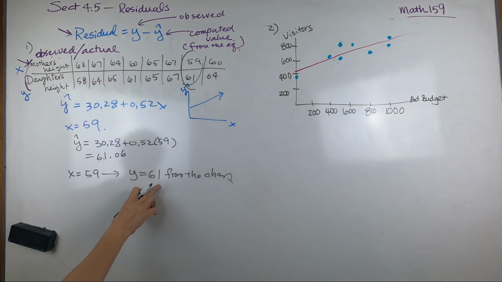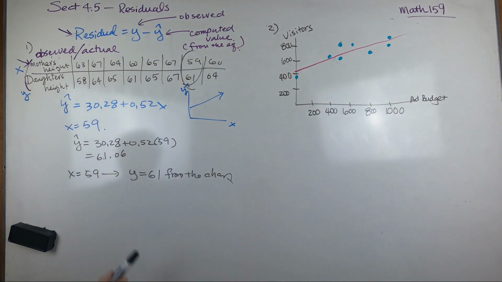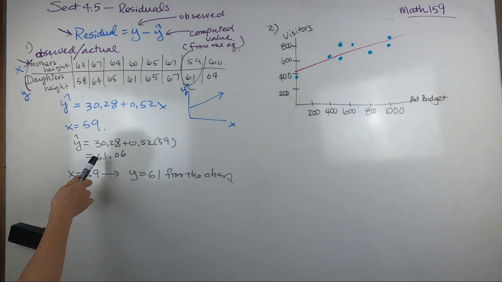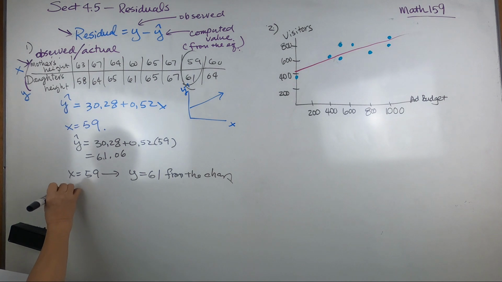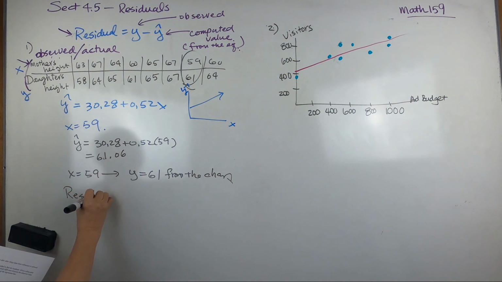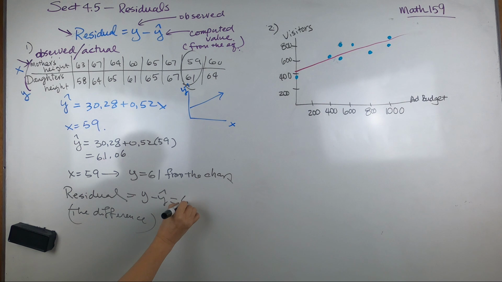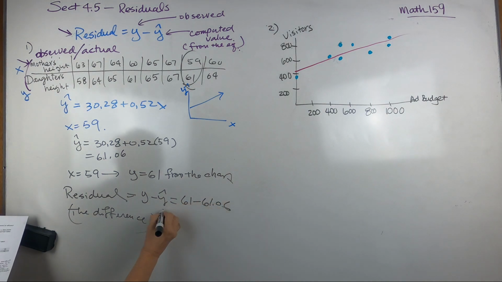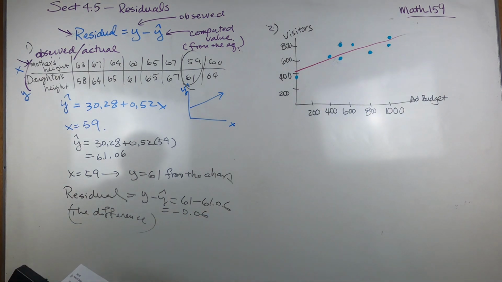Right? This is the observed value. This is a calculated value according to the expectation, the predicted line. So between the expectation and the actual, what's the difference? That difference is your residual. According to the formula, y minus y hat would be 61 minus 61.6. That would be negative 0.6.